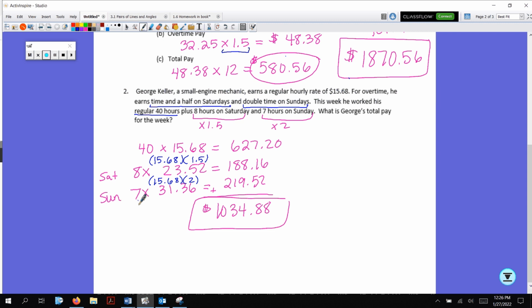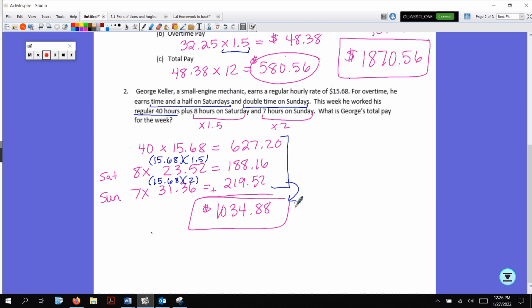Then on Sunday, he gets double time. We take that $15.68 times 2. That gives us $31.36. He works 7 hours on Sunday. We multiply and get $219.52 on Sunday. Add up all of these, and we have our total pay for the week.